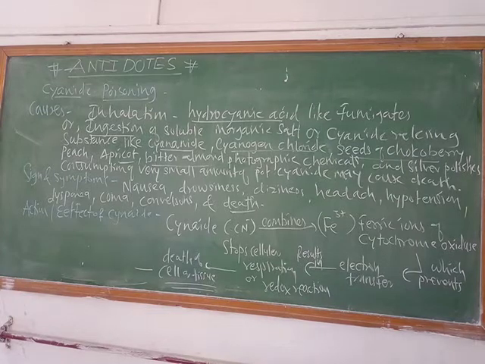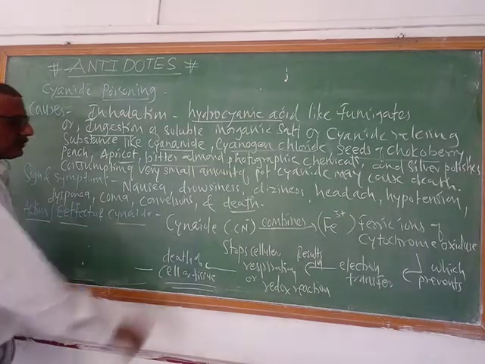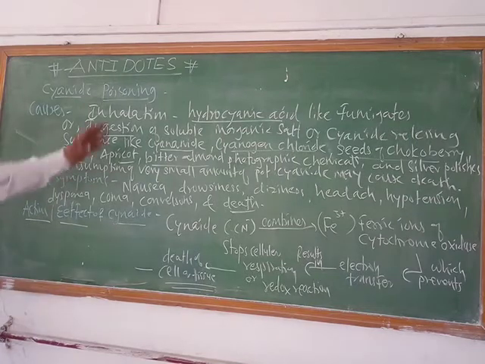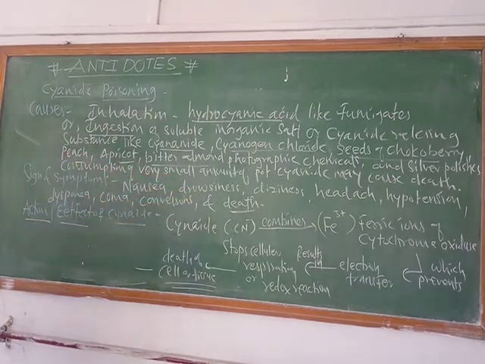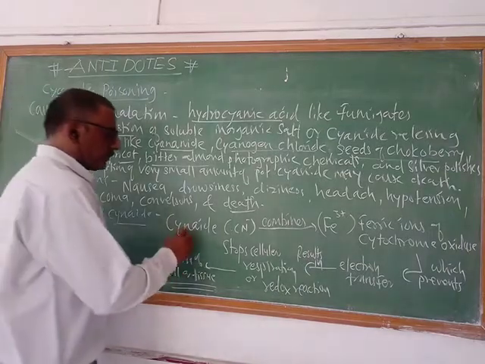How does cyanide produce its harmful effects or cause death? So that's what we call the action or effects of cyanide. Whatever the way cyanide enters our body, it combines with the ferric ions of cytochrome oxidase.